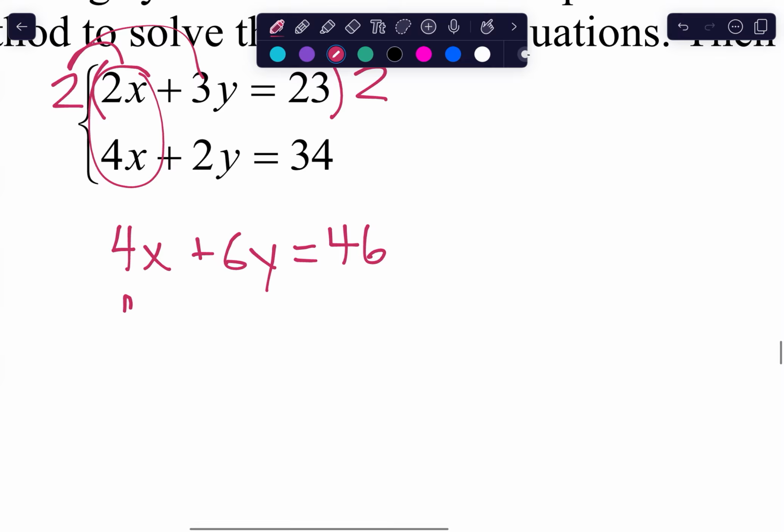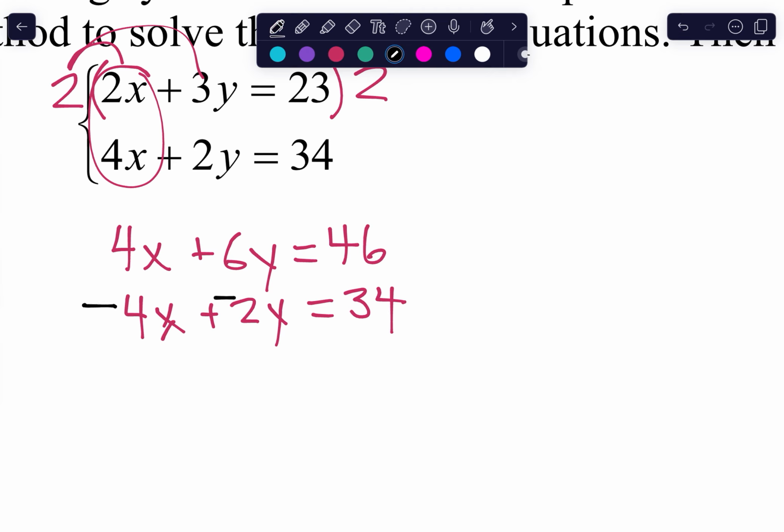And then my second equation, I'm just going to write down 4x plus 2y equals 34. Okay, and then I'm going to take these 2 equations, and since my x's are the same, remember when they're the same, we subtract.